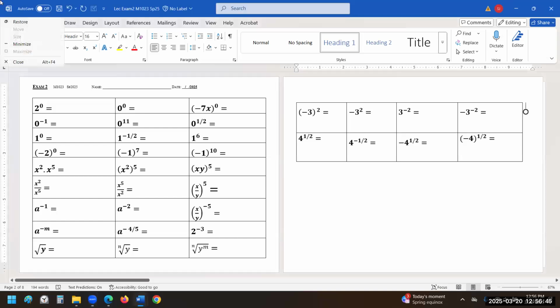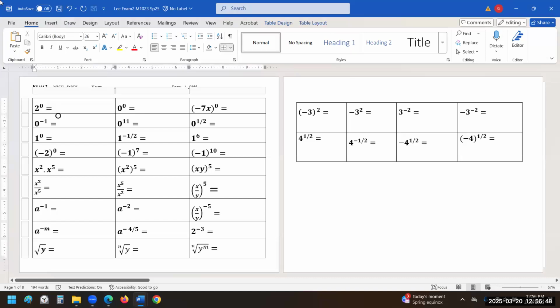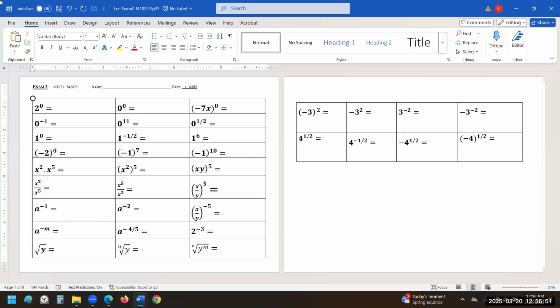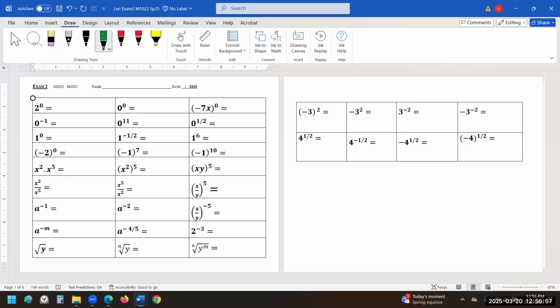So the first entire row is the rules for power 0. The rule I told you before is that if you have anything, positive, negative, fraction, anything, as long as it's not 0, and you raise it to the power 0, what's the answer? 1. So that tells us the answer for the first one. Oh, and what happens when you have 0 to the 0? Doesn't exist.